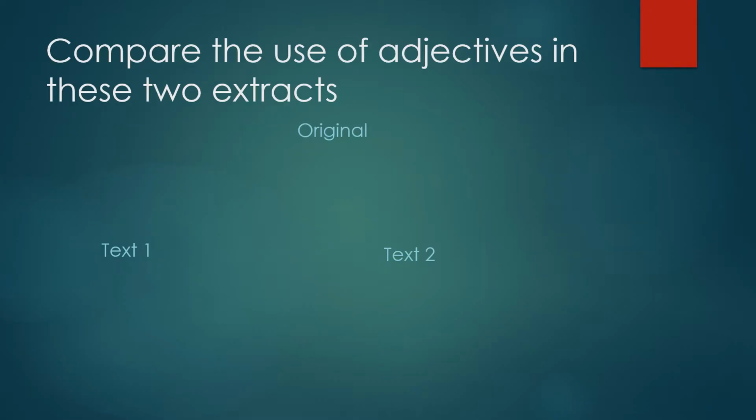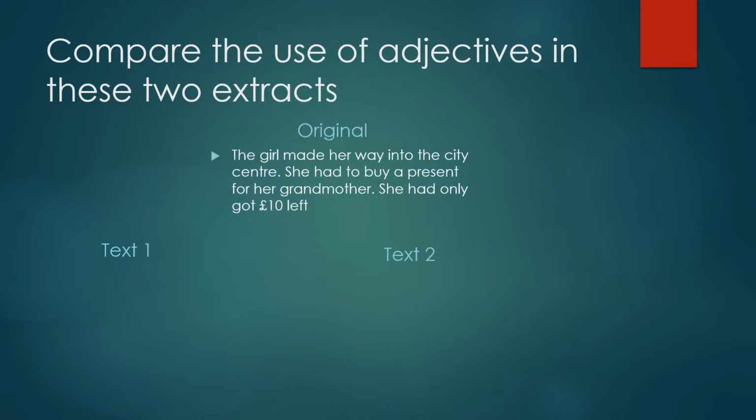So let's take a look at how using different and ambitious adjectives can really enhance a piece of writing. So let's look at this short extract. The girl made her way into the city centre. She had to buy a present for her grandmother. She had only got £10 left. By using some ambitious adjectives, we create two very distinct and different stories.